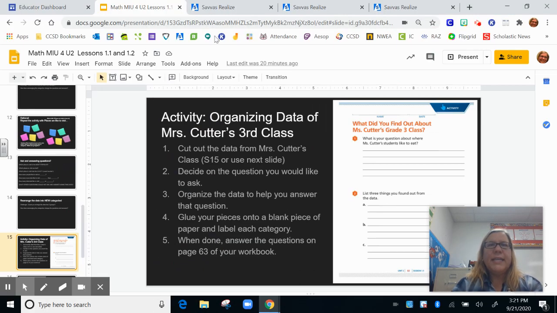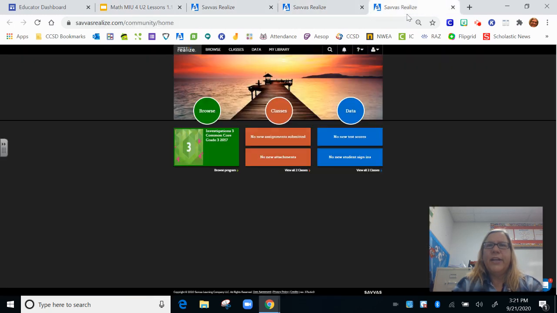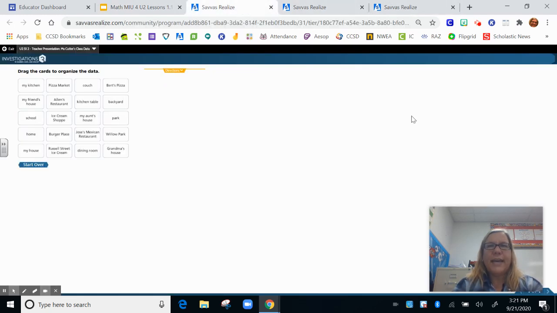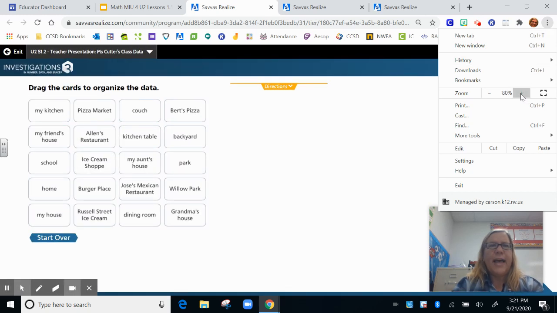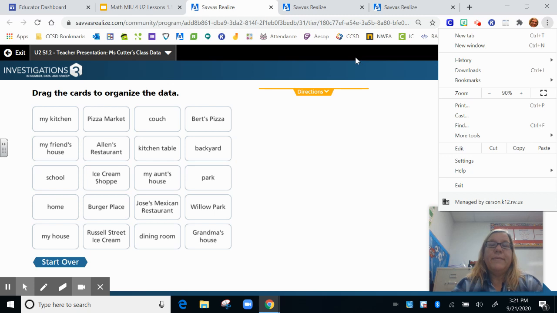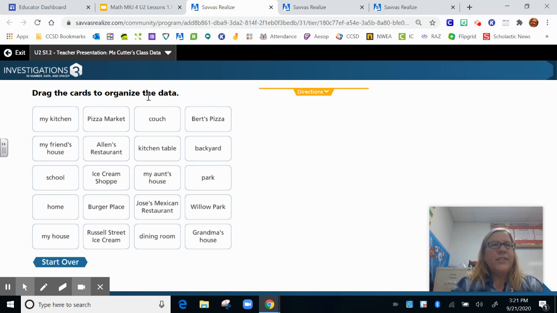So what we could do is pop over here and take a look at our data for Mrs. Cutter's class. So I'm going to make this a little bigger so you can see it. Here is the data for Mrs. Cutter's class. And so these are the places that Mrs. Cutter's class liked to eat. So we had the kitchen, the pizza market, the couch, Bert's Pizza, backyard, kitchen table, Alan's restaurant, my friend's house, the school, ice cream shop, my aunt's house, the park, Willow Park, Jose's Mexican restaurant, a burger place, home, my house, Russell Street ice cream, dining room, and grandma's house.